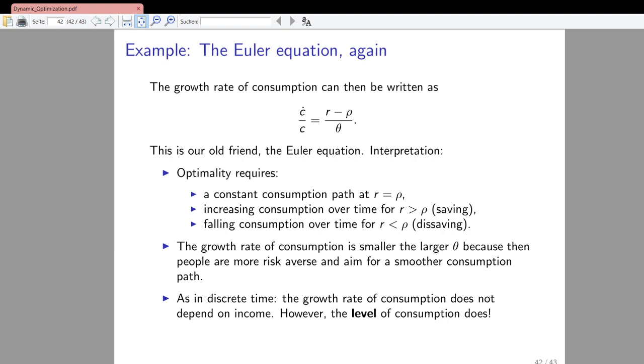Okay, again, as in discrete time, the growth rate is pinned down by this equation. So we have the general solution of this differential equation, but we do not have the particular solution. So the level of consumption is not pinned down by this solution. For this, we will need another condition, and we will come to this next.